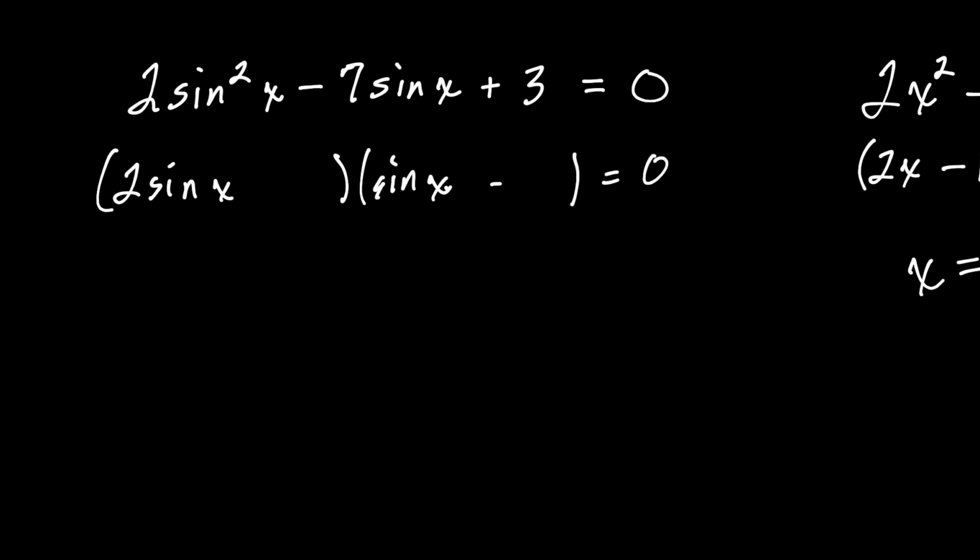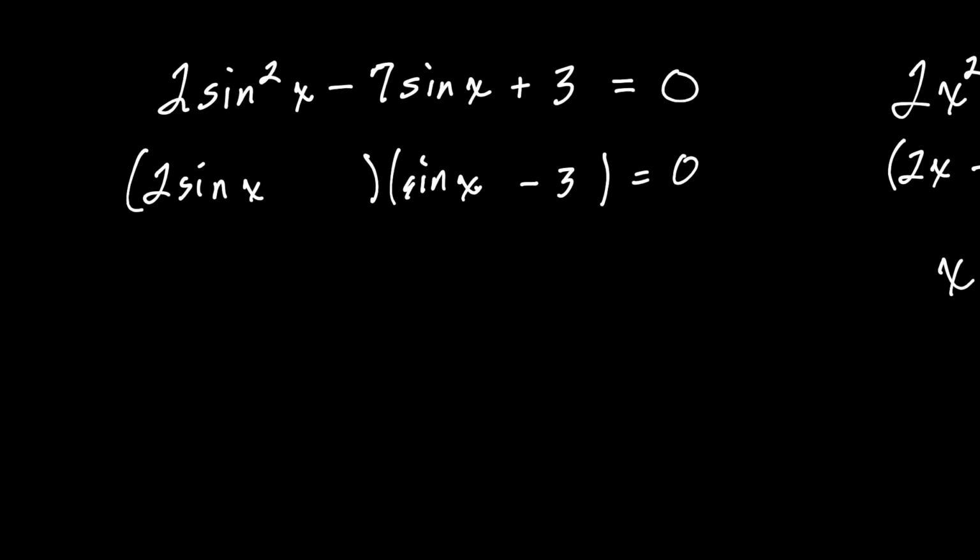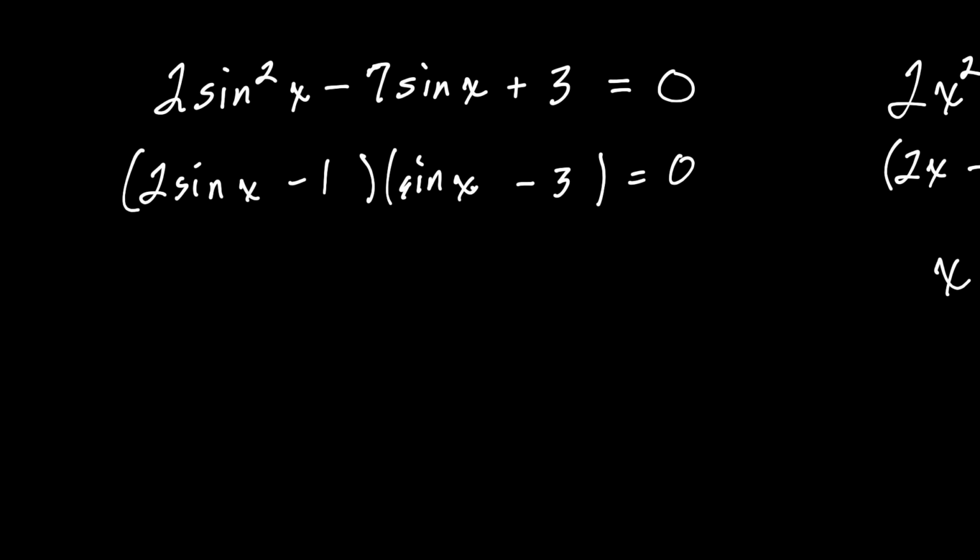And same as before, we're going to have a minus 3 and a minus 1. So FOIL this back out and you'll see that first times first is 2 sine squared x. The outers, -6 sine x. The inners, -1 sine x. So those add up to -7 sine x. And -1 times -3 is positive 3.